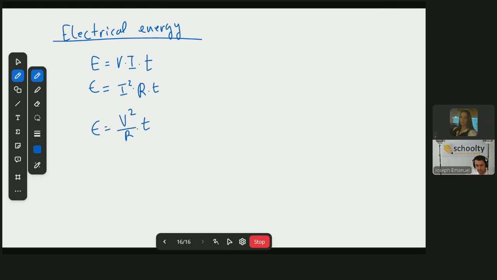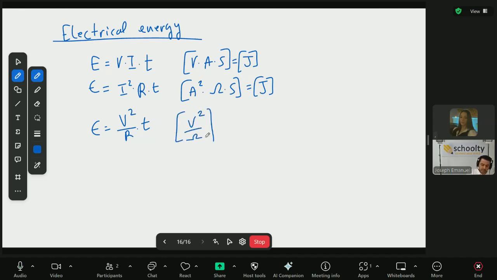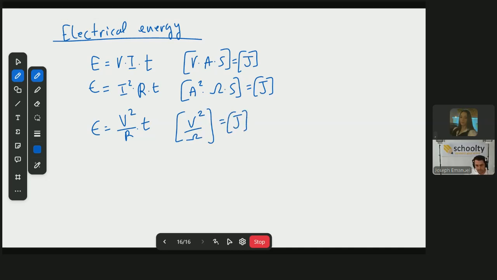So here we have volt ampere second. This is a joule also. Here you have ampere squared ohm second, it's also a joule. And here you have volt squared over ohm times second, it's also joule. And you can continue, you can speak about thermal energy.